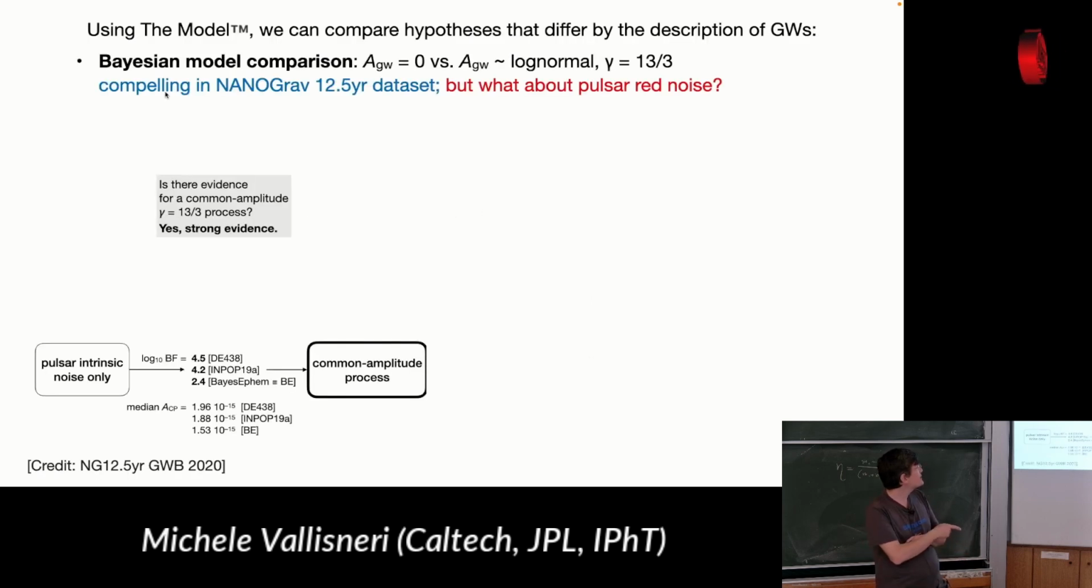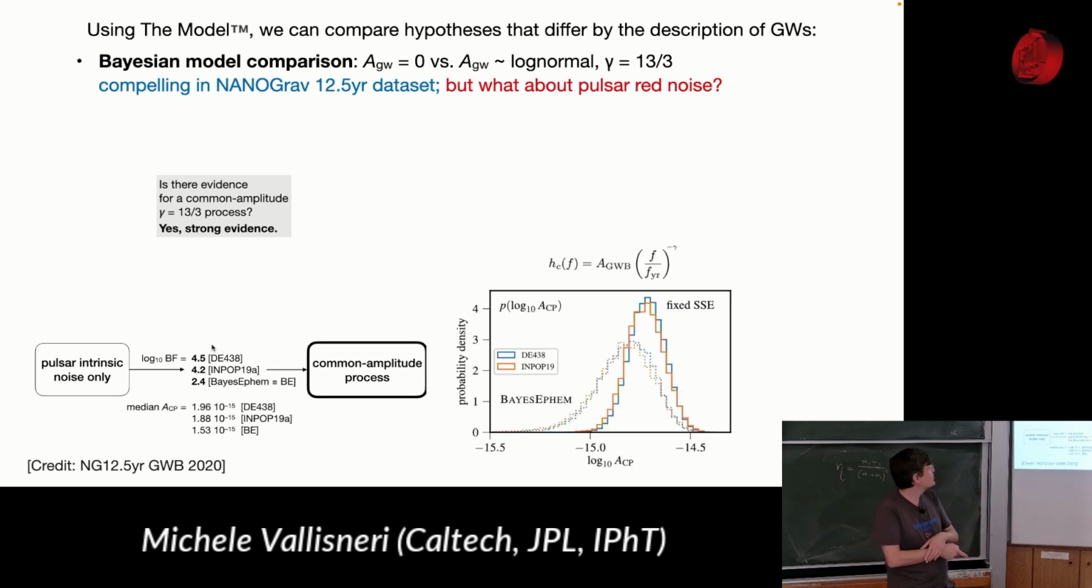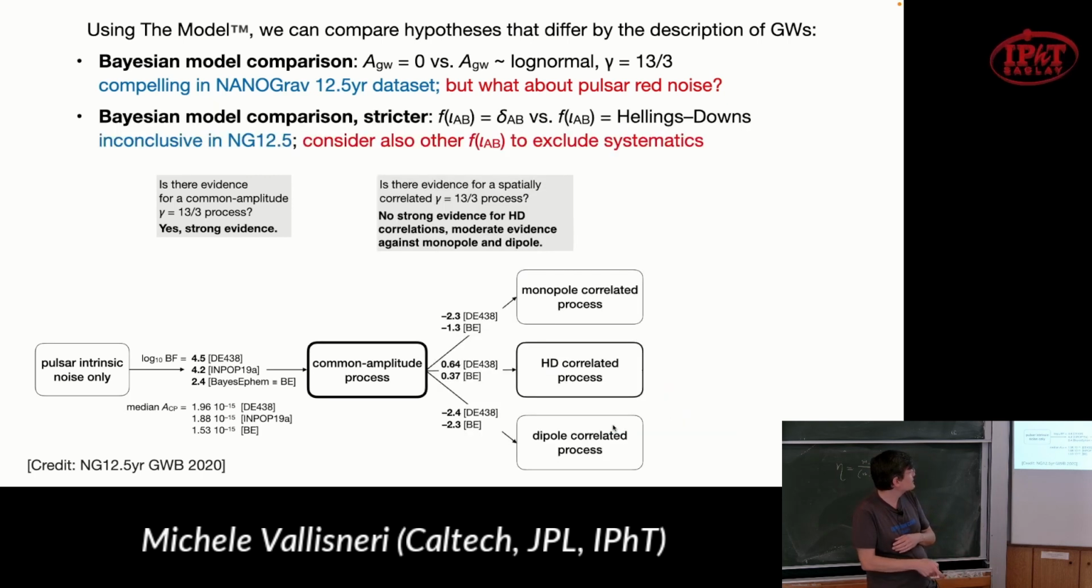If you do it between two models for pulsars, which either have no gravitational waves or have an amplitude of gravitational waves that's uniform in logarithm, you get compelling evidence that the pulsars are seeing the same process of the same amplitude and of the same power law. There the Bayes factor is of order 100,000, 10,000, and so on. The next step, however, is that's a possible posterior distribution of that parameter.